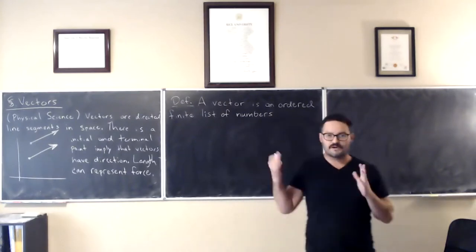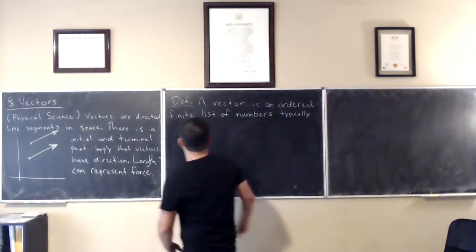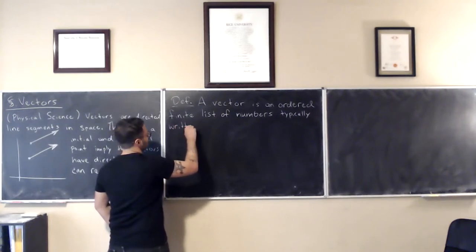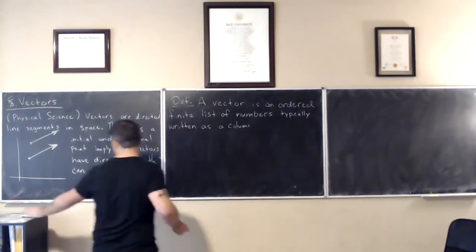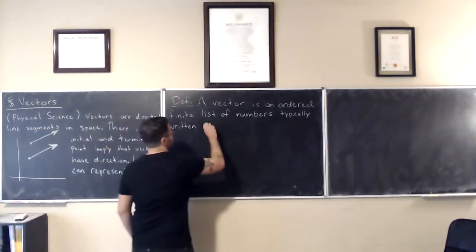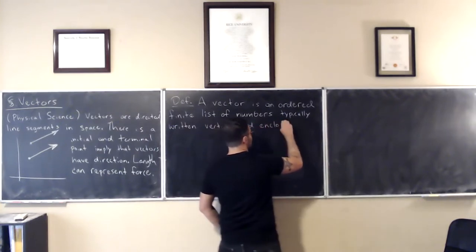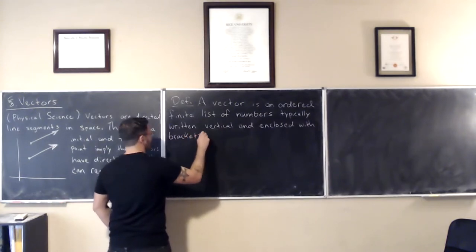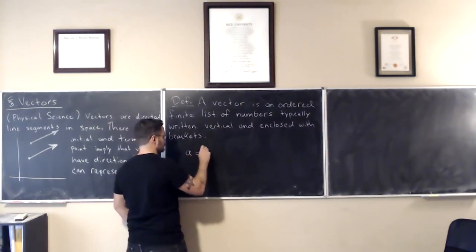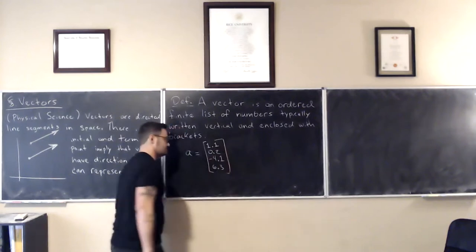Typically denoted with brackets or large parentheses, listed as a column. I'll avoid that terminology now. I'll say typically written vertically and enclosed with brackets. So something like that's a vector.